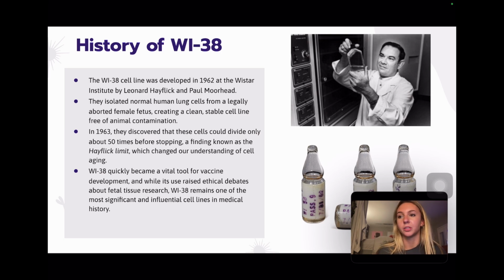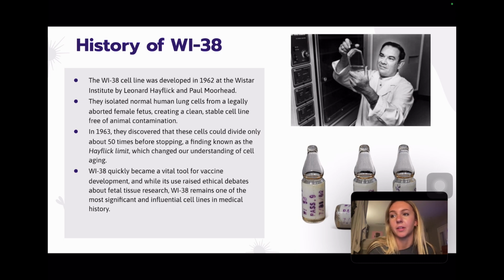Hayflick and Moorhead published a groundbreaking paper in 1963, introducing the concept of the Hayflick limit. This was the discovery that normal human cells can only divide about 15 times before they stop reproducing, which contradicted the long-held belief that all cultured cells could divide indefinitely. This finding reshaped the scientific understanding of cellular aging and mortality, making WI38 not only a practical tool for vaccine development, but also a model for studying the biology of aging.